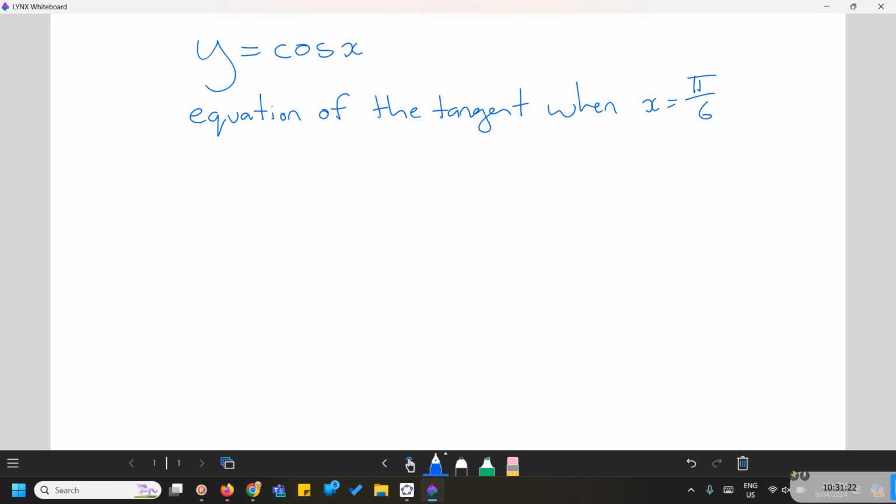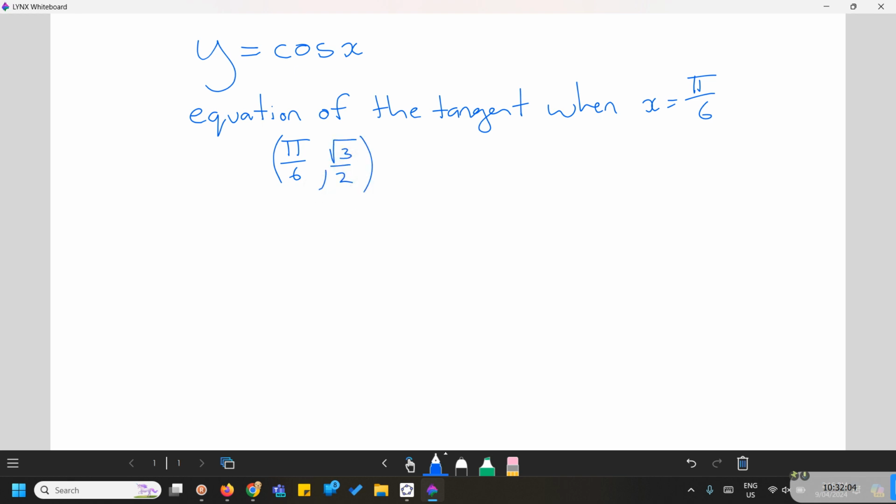Okay? So the first thing we need to do is work out what the corresponding y-coordinate is. Remember, in order to work out the equation of a tangent, we need a slope and we need an x and a y value for a point. Now, our x value is pi on 6, so when x is pi on 6, what is cos of pi on 6? And you would all say it is root 3 on 2, which it is. So the point is pi on 6, comma, root 3 on 2.